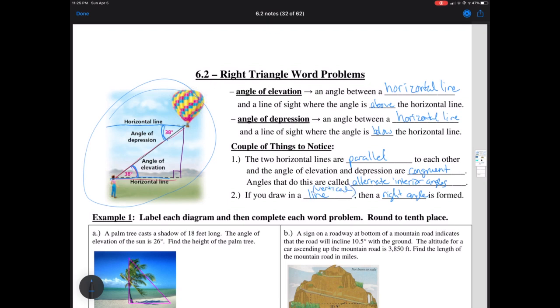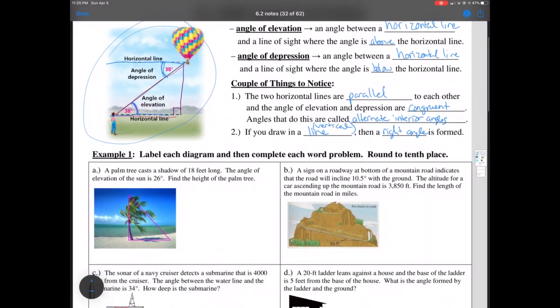So given the few examples, the right triangle word problems deal with angles of elevation and depression. So we want to use those couple concepts to solve these few problems. The first problem says a palm tree casts a shadow of 18 feet long. The angle of elevation of the sun is 26 degrees. Find the height of the palm tree.